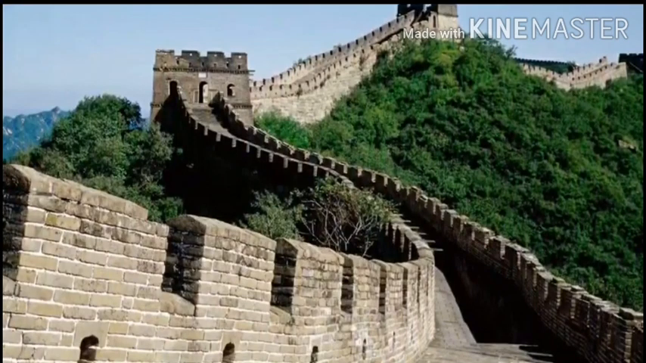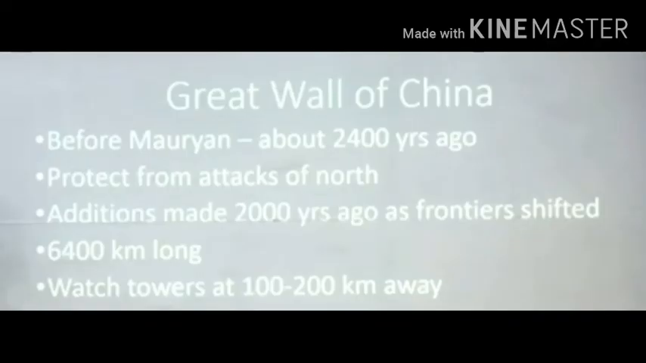At the end of the chapter, there is a mention of the Great Wall of China. This is one structure that can even be seen from space. This was built almost at the same time as the Mauryan Empire. The construction of it continued for almost 2000 years, and it is around 6400 kilometers long.